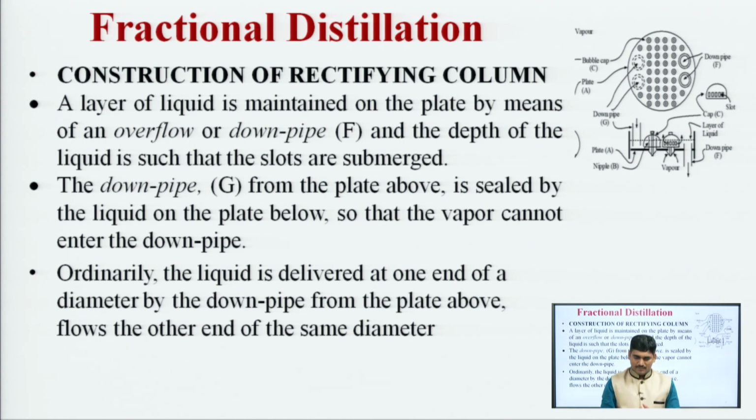Ordinarily what happens, the liquid is delivered at one end of the diameter by the down pipe from the plate above and flows to the other end of the same diameter through this down pipe. So, this is what is happening in this fractionating column or rectification unit.